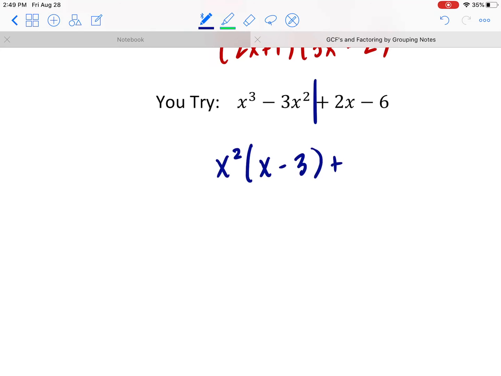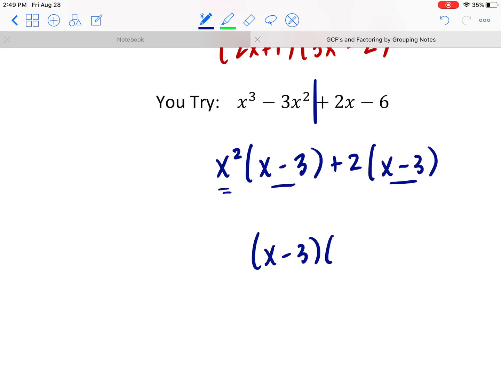Second group has in common a positive 2. Factoring that out is going to give us an x minus 3 again, which is good, because now that matches in both of those. So now we can factor out that x minus 3, and what's left is x squared plus 2. And there it is, we've factored. Okay, we took one polynomial and rewrote it as a product of 2.